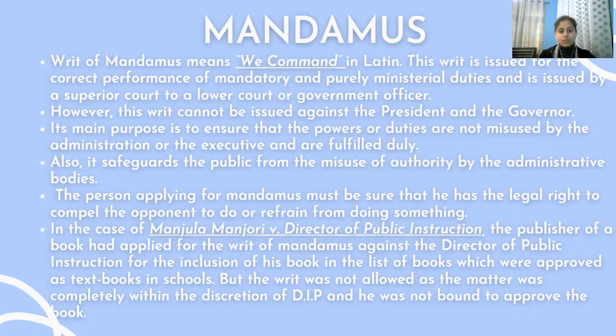In the case of Manjula Majuri versus Director of Public Instruction, the publisher of a book had applied for the writ of mandamus against the Director of Public Instruction for inclusion of his book in the list of books which were approved as textbooks in school. But the writ was not allowed, as the matter was completely within the discretion of the DPI and he was not bound to approve the book.